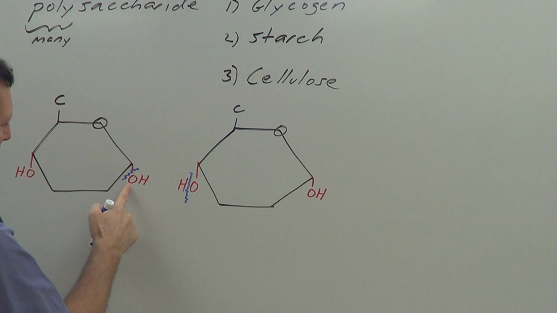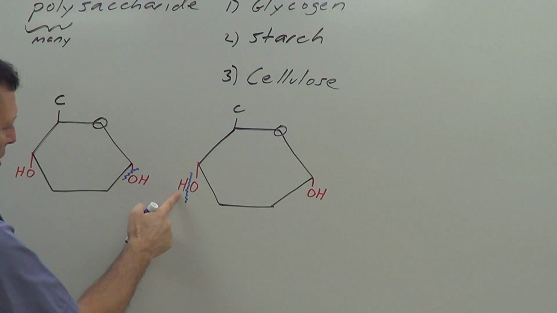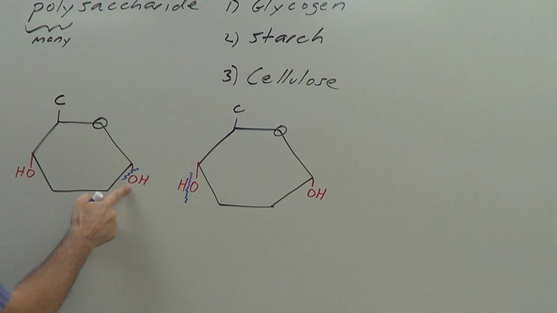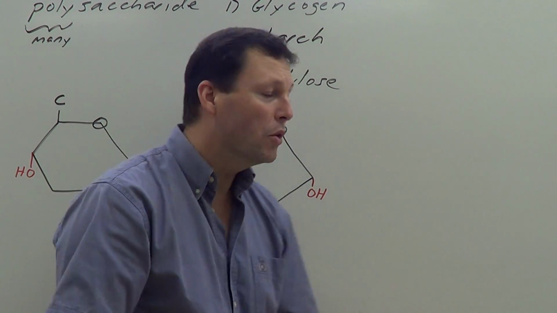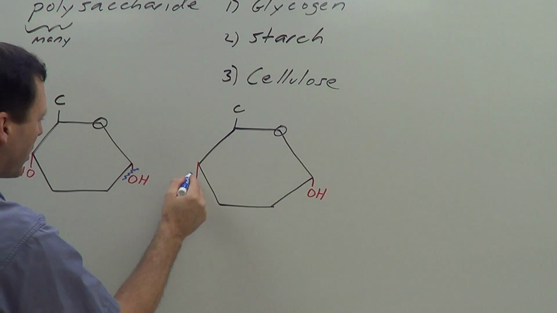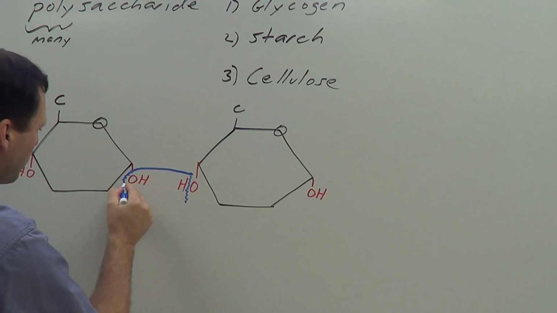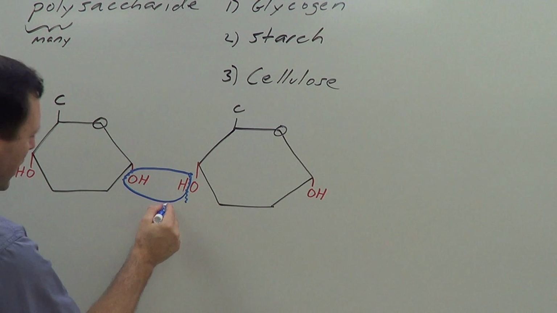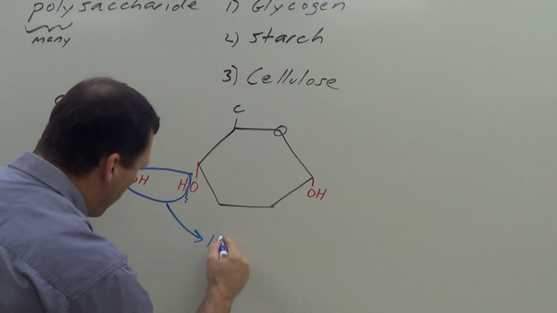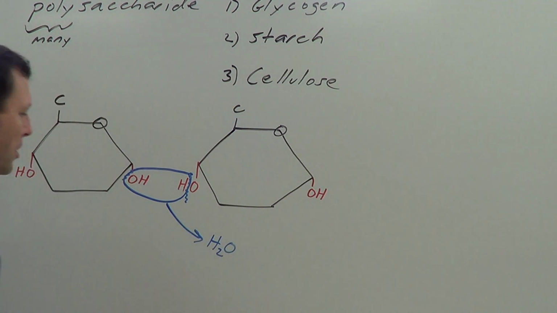And you can see I've got an OH and I've got an H. And if I take this H and attach it to that oxygen, we're going to end up making a water molecule. And then we're going to actually remove it. So I'm going to go ahead and I'm going to circle these atoms because they're going to be the ones that get removed. And they get removed as a water molecule. That's why it's called a dehydration reaction.